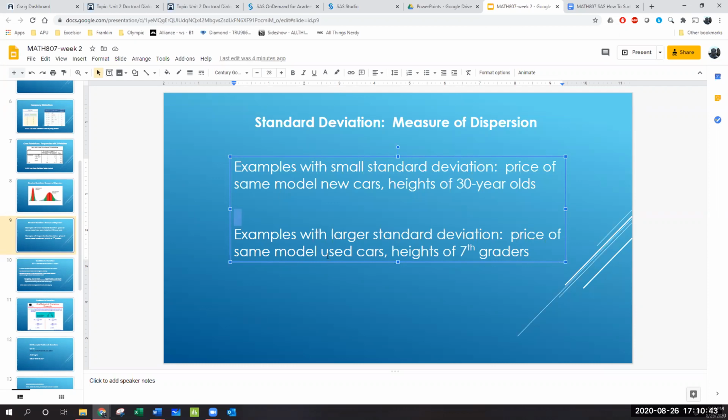Large standard deviations, prices of the same model of used cars. Obviously, there's going to be a huge variation in used cars because it all depends on if there's damage and how many miles they had and all that kind of stuff. So you can get a really big spread. So you can get a really big standard deviation.